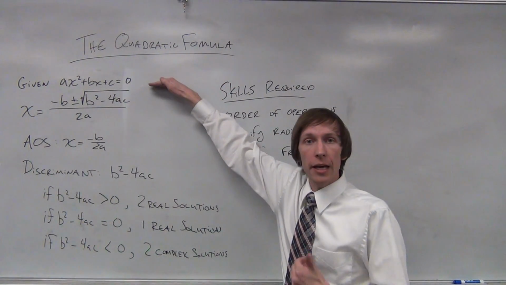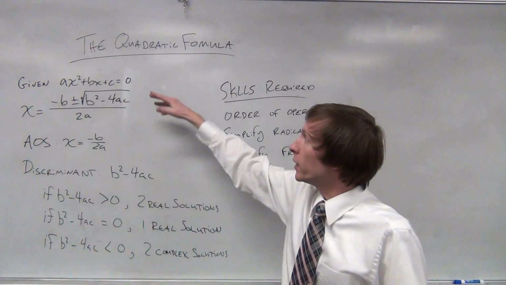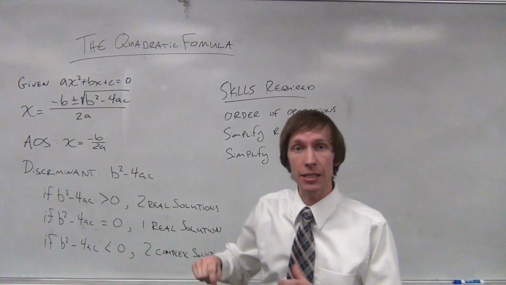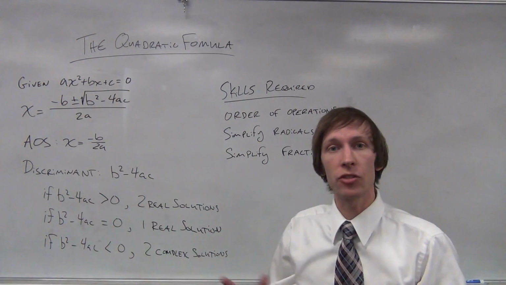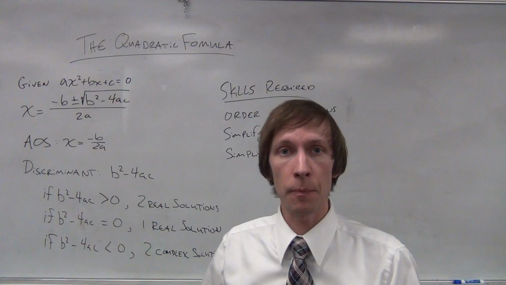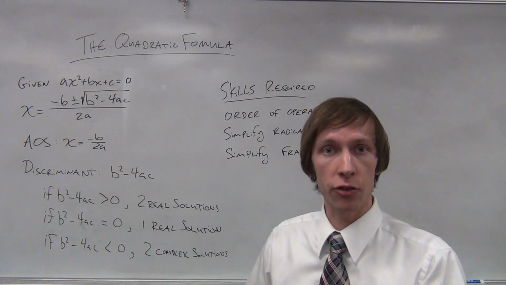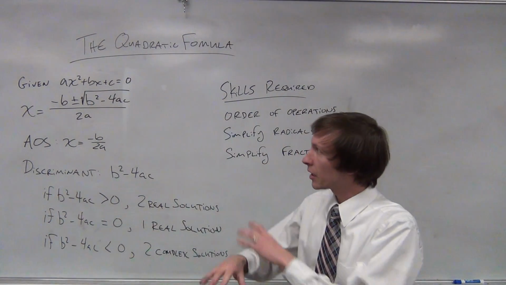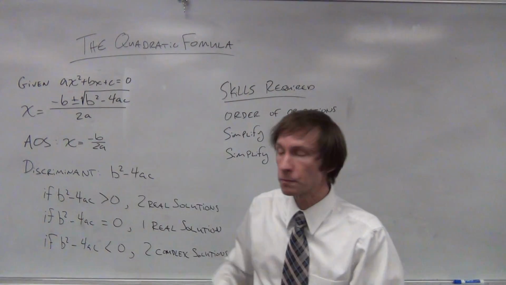So given ax squared plus bx plus c is equal to 0, we can take these coefficients a, b, and the constant c and put them into this magical recipe that says x is equal to the opposite of b plus or minus, so we have a positive and a negative, plus or minus the square root of b squared minus 4ac, and then take that whole sum or difference and divide it by 2 times a.